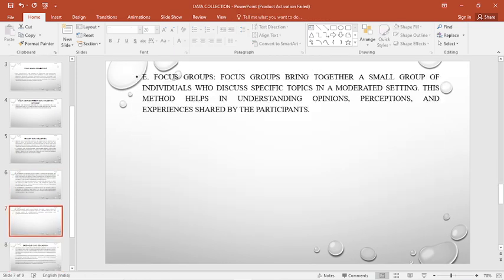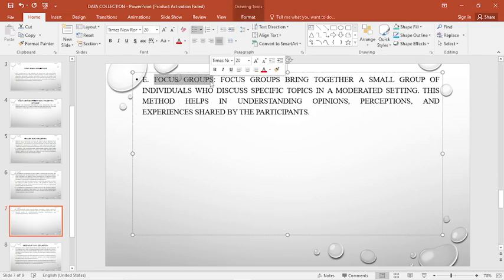So next one is focus groups. Focus groups bring together a small group of individuals who discuss specific topics in a moderated setting. This method helps in understanding opinions, perceptions, and experiences shared by the participants. In a focus group, you gather a group of people and ask them questions, and they share their opinions, perceptions, and experiences about your topic. So this one is the focus group, and all these are primary data. It means you are collecting all the data directly. So these all are primary data.